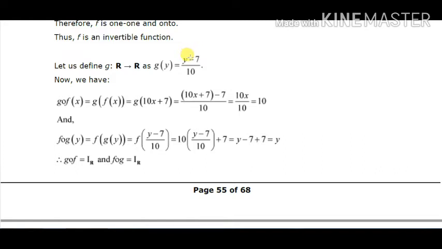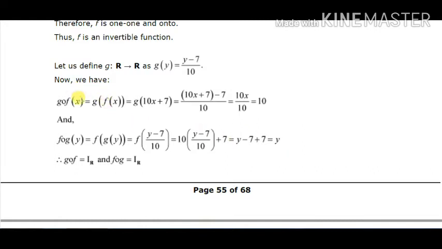Now we have to show that f∘g and g∘f are identity functions. So g∘f(x) will be g(f(x)), and f(x) was 10x + 7. So now g(y) was this, so g(10x + 7) means you have to replace y with 10x + 7. So (10x + 7 − 7)/10, that is 10x/10. It becomes x. Similarly, f(g(y)) means f of g(y), that is f of (y − 7)/10. So now we write (y − 7)/10 in the given function in place of x. So 10 times (y − 7)/10, plus 7, that is y.